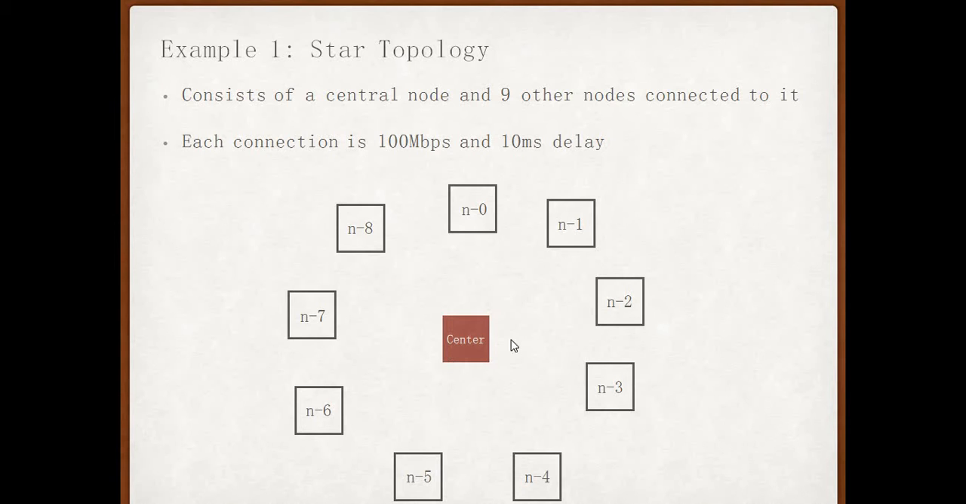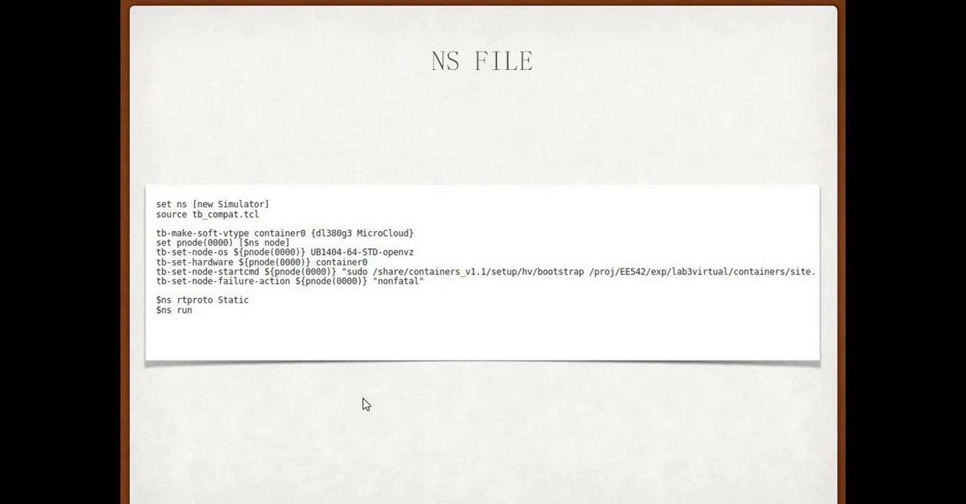One is called the center node and the other 9 nodes are called the satellites, and each is connected to the center node with a 100 Mbps link and a 10 millisecond delay. The NS file, let's go ahead and see how this is done.